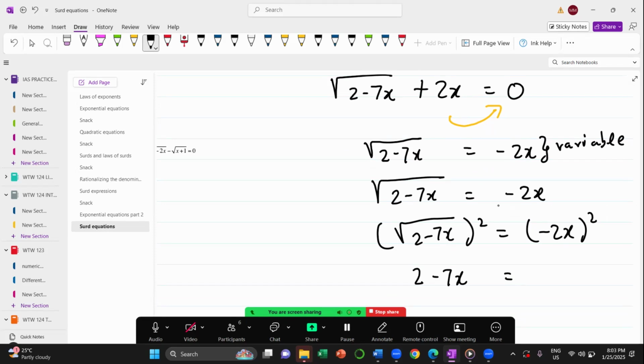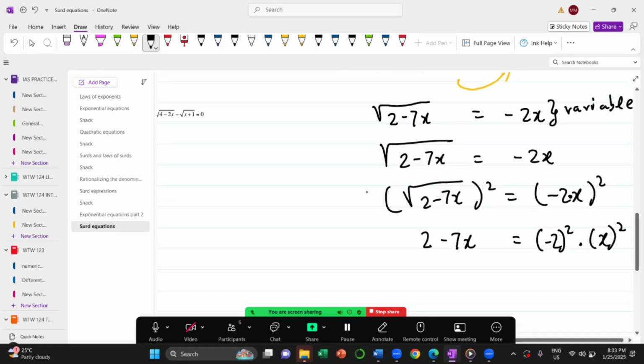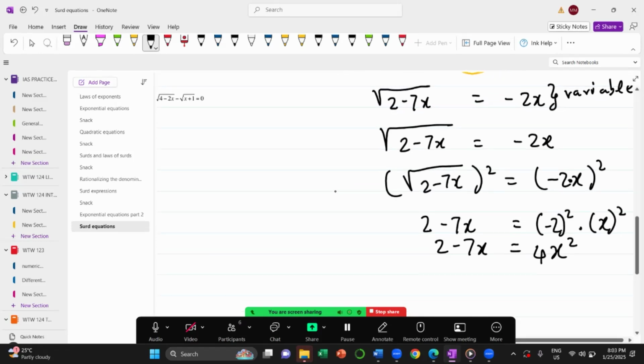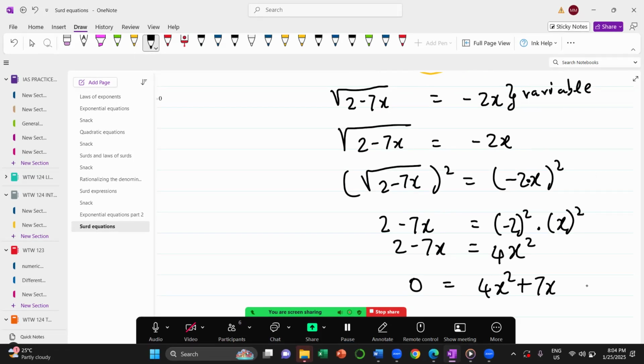So on this side, I'm going to have 2 minus 7x equal to what? If I square this, I'm going to have negative 2 all squared times x also all squared. You remember this law? Yes, sir. I'm going to have 2 minus 7x equal to 4 times x squared. Is it okay? Yes, sir. And then I'm going to transpose all the terms to the other side, right?